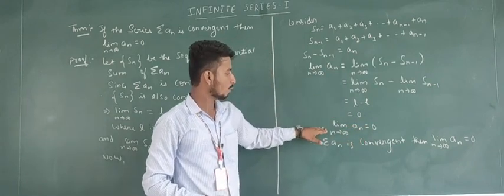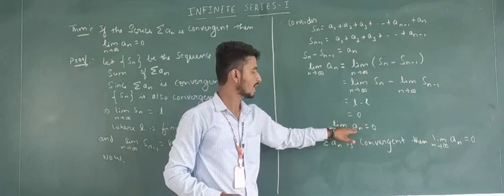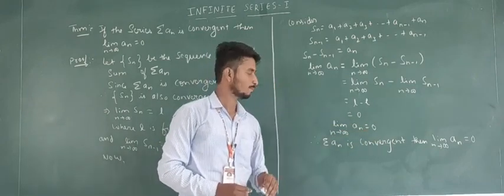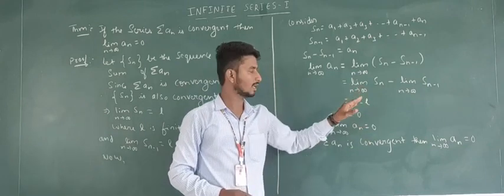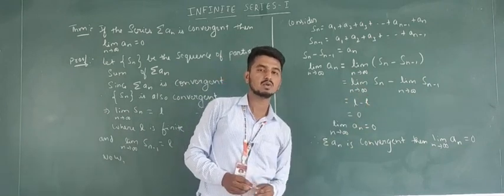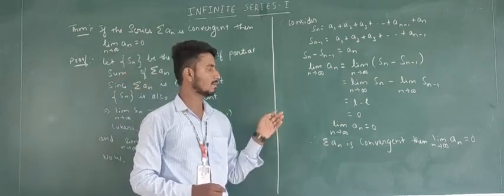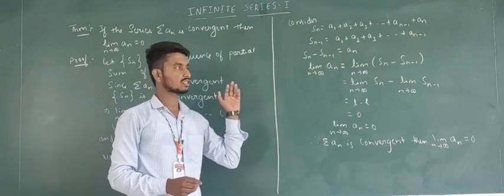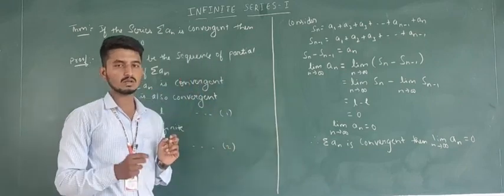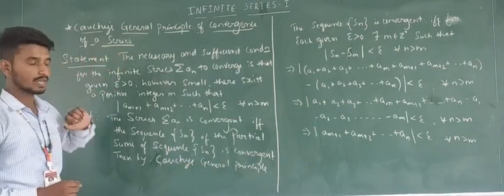So we have got the value as 0, that is, the limit as n tends to infinity of an is equal to 0 here. Therefore, if the summation of an is convergent, then the limit as n tends to infinity of an is equal to 0. So whenever the summation of an is convergent, then the limit of an is equal to 0. So this is about the theorem.